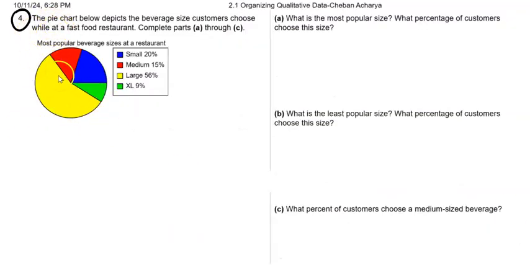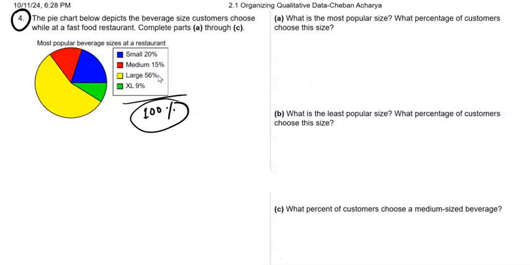Question number 4. This question is based on a pie chart, and there are 4 categories of the data: small, medium, large, and extra large. Size of the beverage the customer orders in the fast food restaurant. The pie chart is already given to you. You just find the information from the pie chart and answer questions A, B, and C. Obviously you can see that the yellow represents large, which is 56% of customers who order a large beverage, and so on. If you add all these percentages, they must add to 100%. That's supposed to be, and it is.